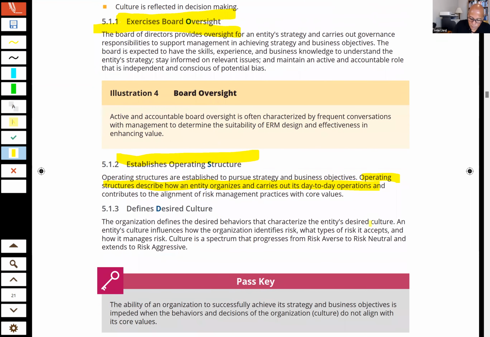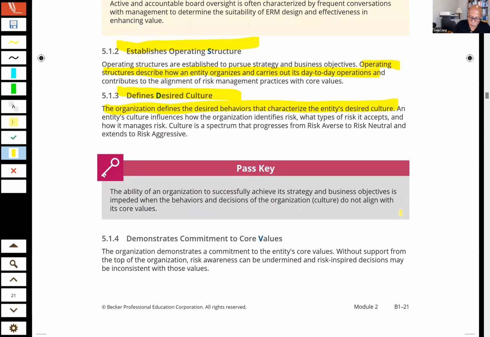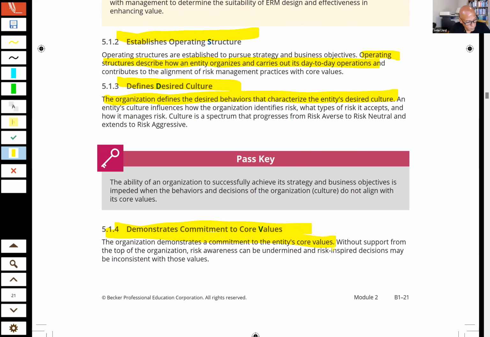Okay. We will define our desired culture. The organization defines the desired behaviors and characteristics of the entity's desired culture. Maybe we develop a culture that says we are not going to pursue any activity that does what? That increases global warming. We've seen enough. Any activity that we think has the potential to increase global warming, that is not something that's part of our culture. So we're going to automatically take those kinds of pursuits off the table, whatever. Okay. And then what? Demonstrate commitment to our core values. Okay. What are our core values? And we're going to remain committed to those. So you see that when we're dealing with governance and culture, and it shouldn't be surprising, we're dealing at a very high level of the organization.